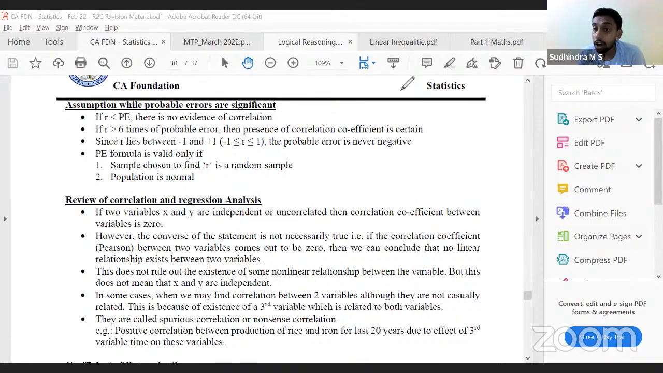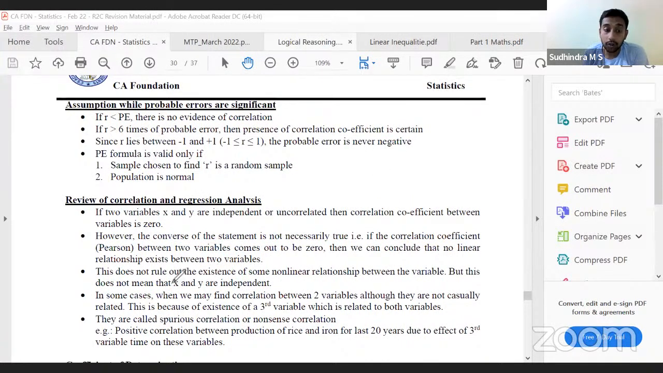Why? Because the correlation coefficient that we get using Karl Pearson's, etc. measures linear relationship. So there could be some non-linear relationship between the variables. So the converse of the statement is not true. That is, if the correlation coefficient between two variables comes out to be 0, then we can conclude that no linear relationship exists between the two variables.